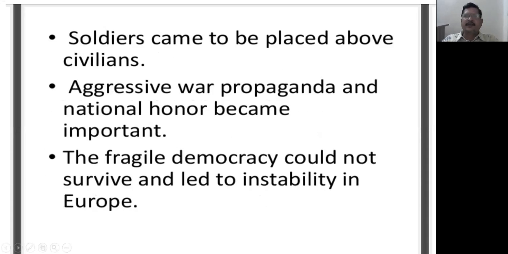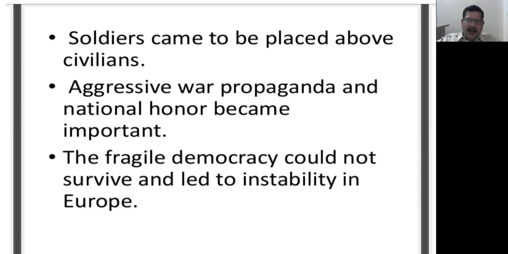Soldiers came to be placed above civilians, because they had fought the war. That's why soldiers were placed above the civilians. They were given more value. Aggressive war propaganda and national honor became important. After losing the war, people were becoming angry, and the nation, patriotism, and national honor became very, very important.